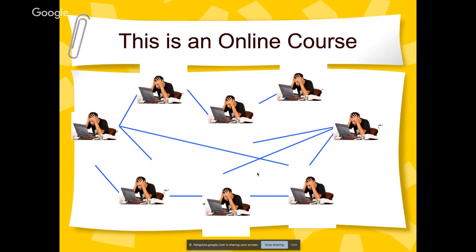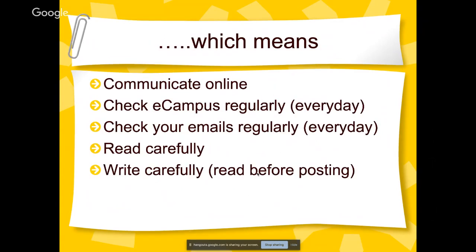So this is an online course, which really means a couple of things. We're going to be communicating online. Like I said, we're going to be using eCampus. So please do make sure that you check eCampus regularly. There might be announcements that show up in a day. If you're not looking at it, you might be missing something really important. Likewise, check your emails regularly, every day.